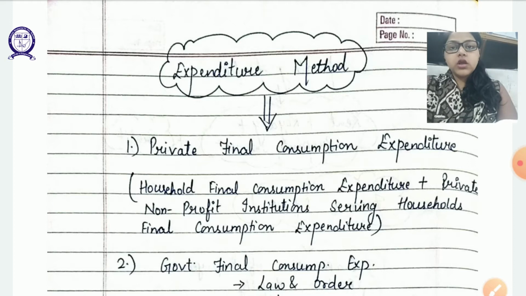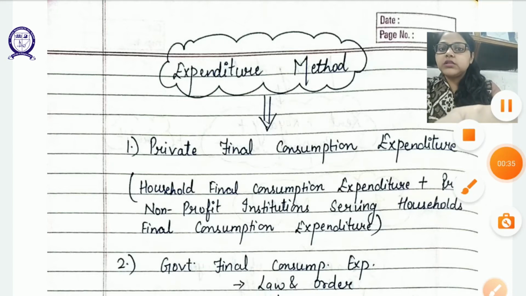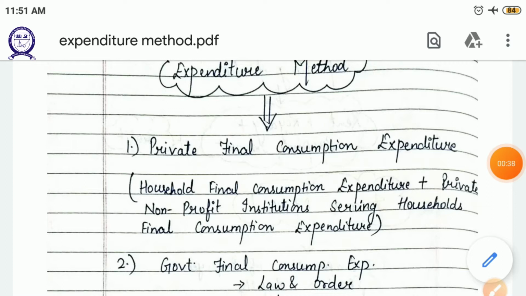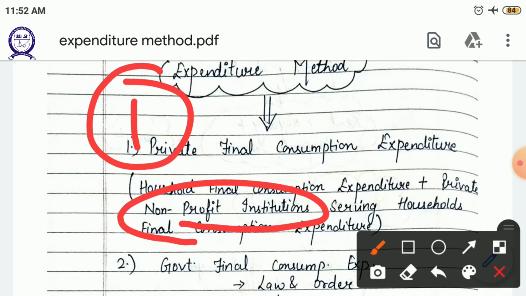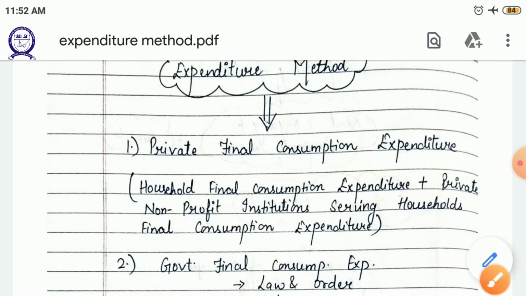First main component of your expenditure method is private final consumption expenditure. In this method basically we include the market value of goods and services which are purchased by households or by non-profit institutes serving households during an accounting year. That means in 1 year, whatever the household or non-profit institutes have purchased, we will include those items in your private final consumption expenditure.